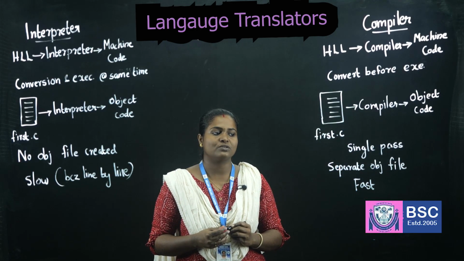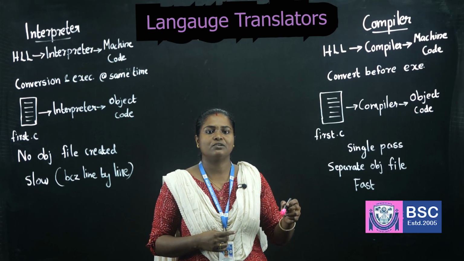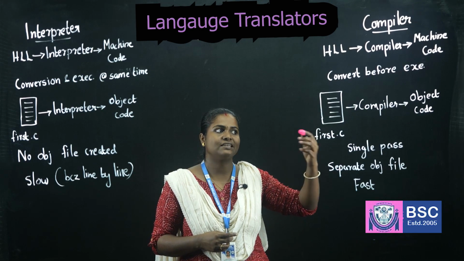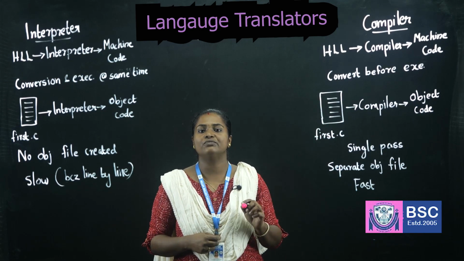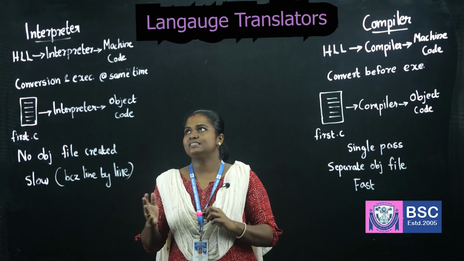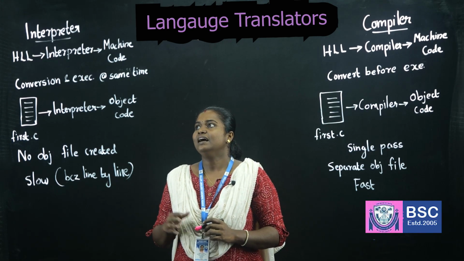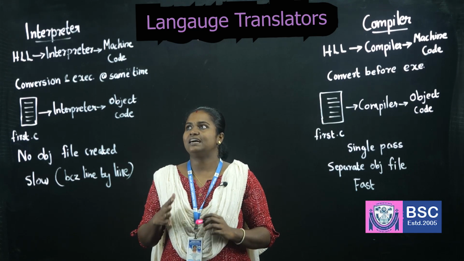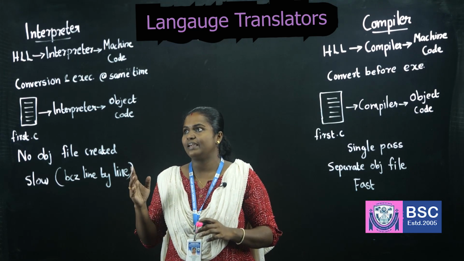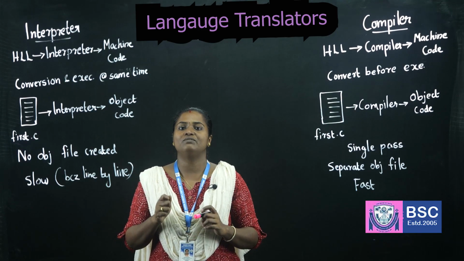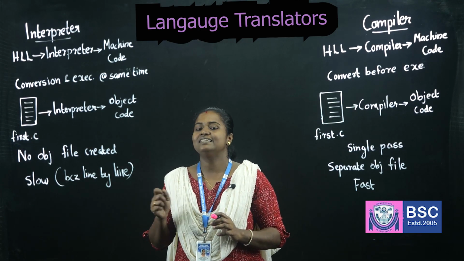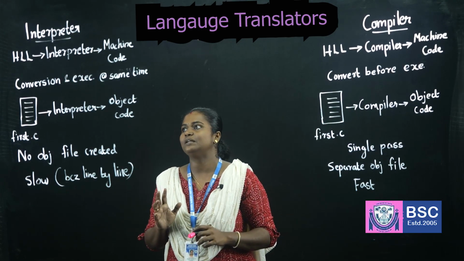It is a fast process because all lines of code are considered as one, and a single conversion takes place in the case of a compiler. But the difference is that in the case of an interpreter, the high level language is converted into machine code, that is okay, but the conversion and execution take place parallelly. That is the difference between compiler and interpreter.